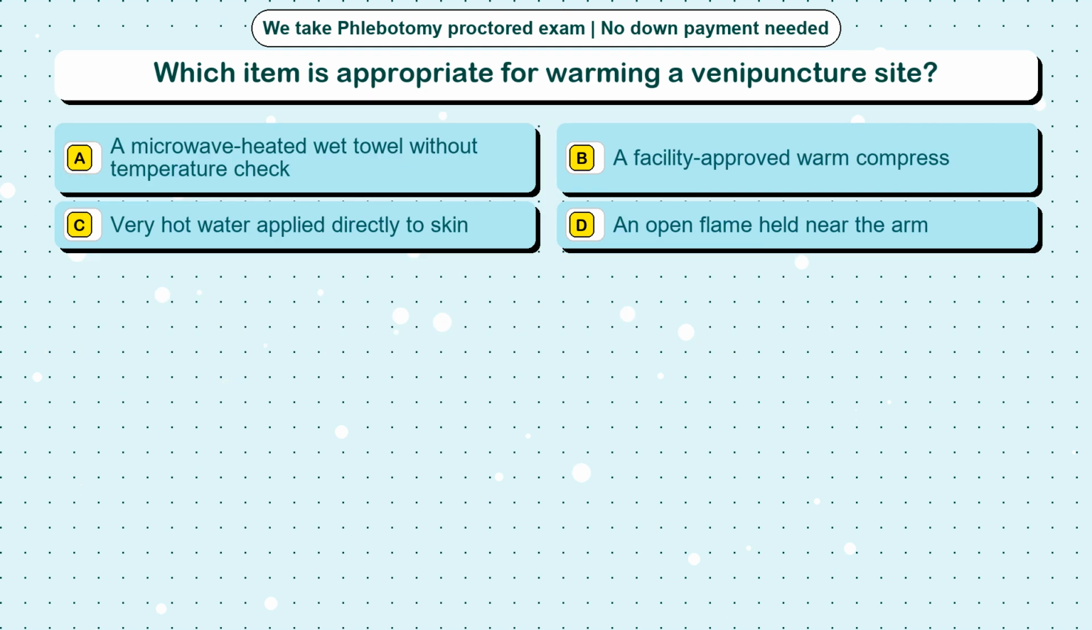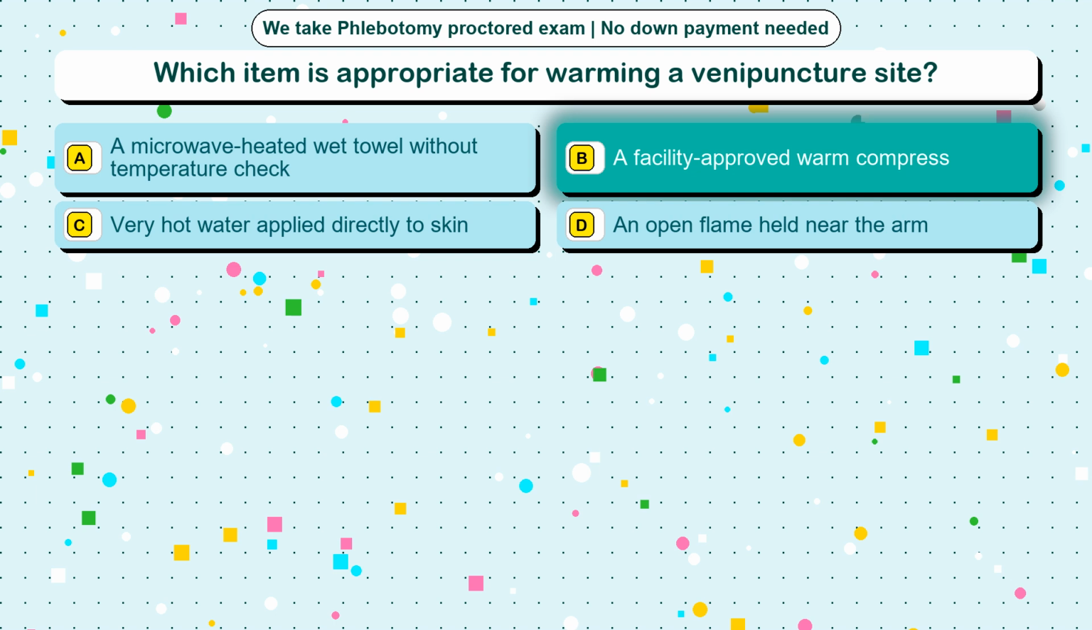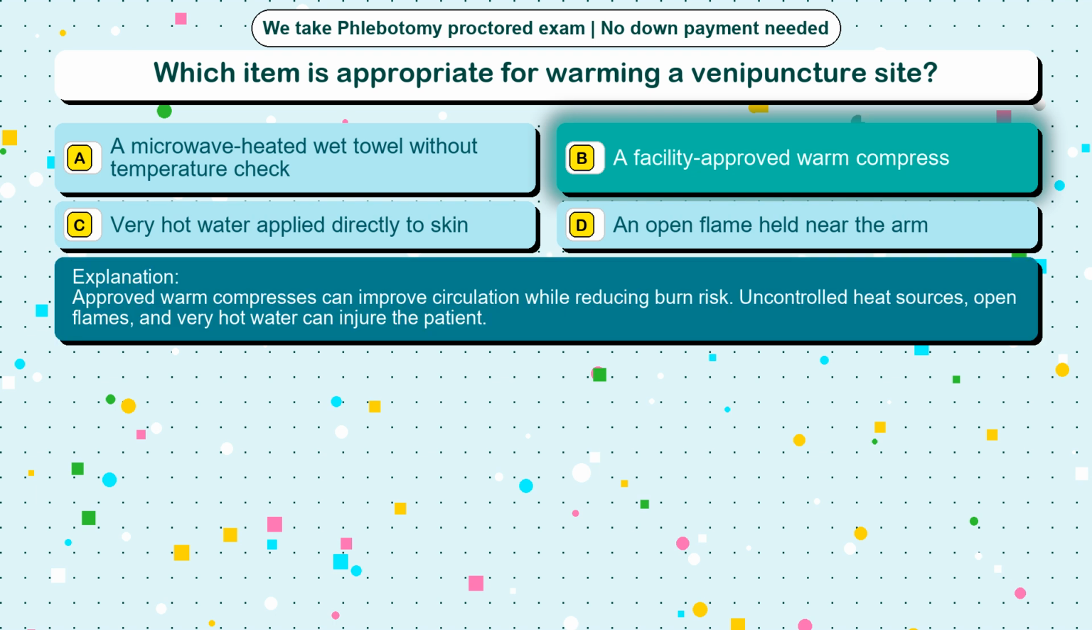Question 21. Which item is appropriate for warming a venipuncture site? Option A, a microwave-heated wet towel without temperature check. Option B, a facility-approved warm compress. Option C, very hot water applied directly to skin. Option D, an open flame held near the arm. The correct answer is option B, a facility-approved warm compress. Approved warm compresses can improve circulation while reducing burn risk. Uncontrolled heat sources, open flames, and very hot water can injure the patient.